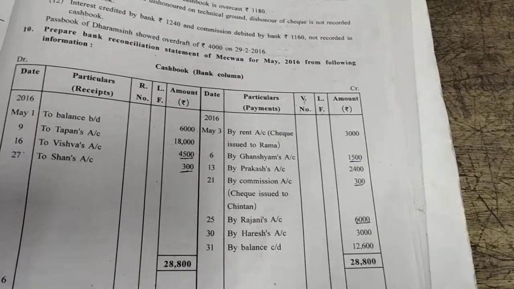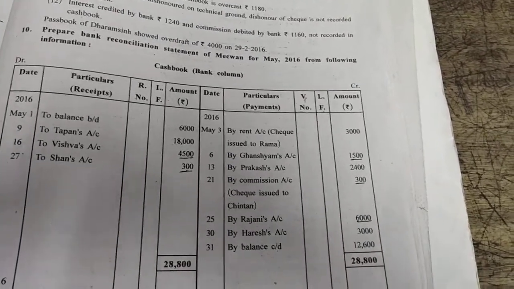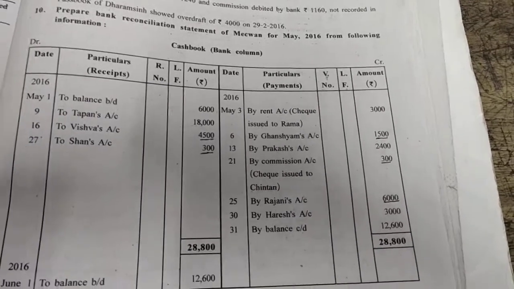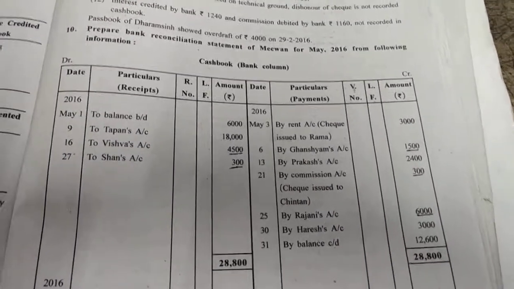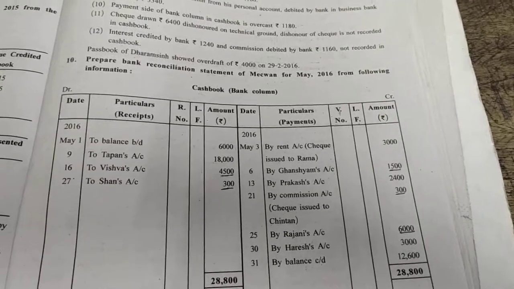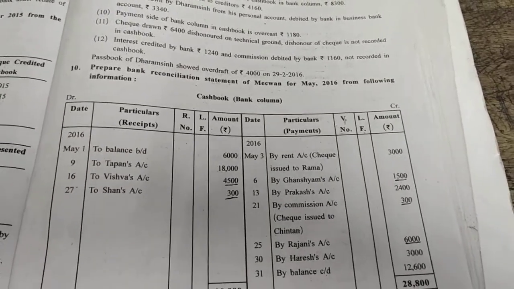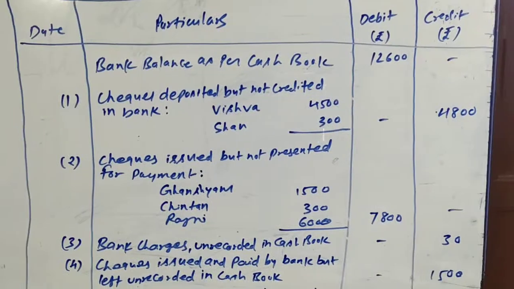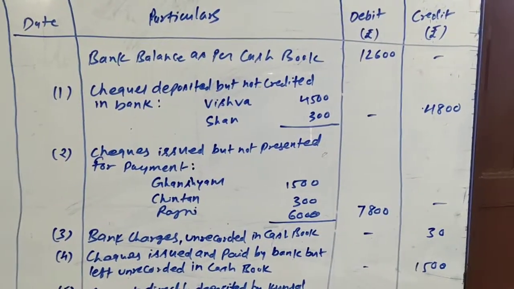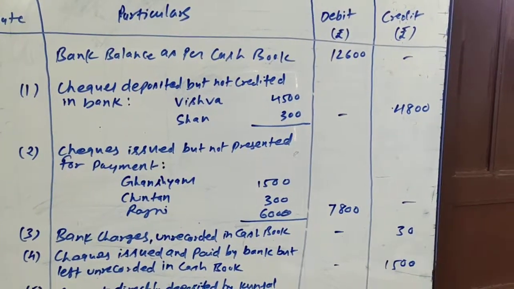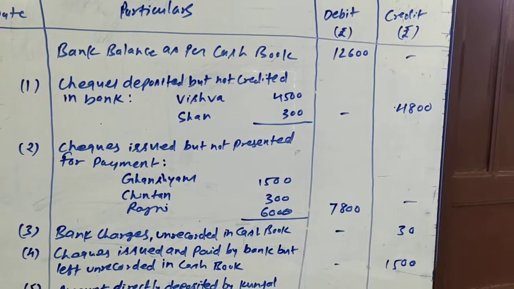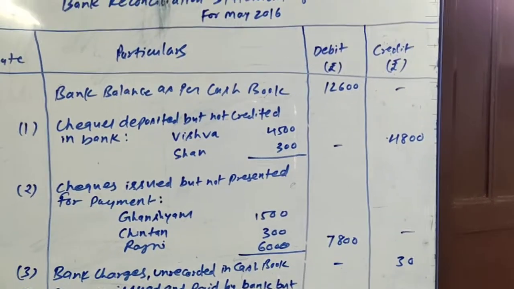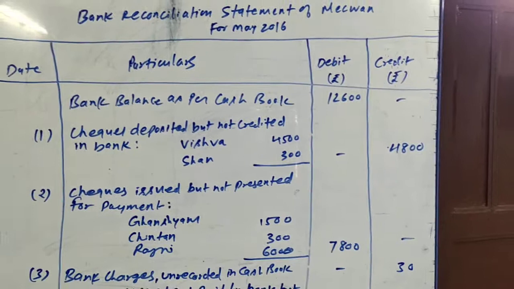Now what could be these amounts? They are checks issued but not presented for payment. So let us see the second point of our BRS here: checks issued but not presented for payment. Ghanshyam 1500, Chintan 300, Rajni 6000, and total 7800 at the debit column.